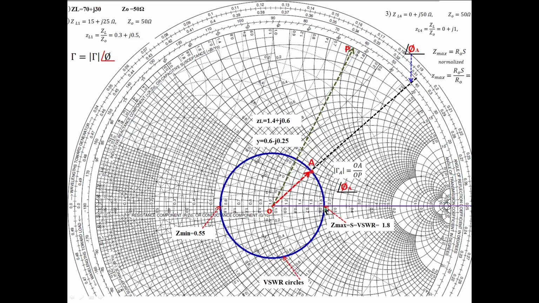But what is the reactance value here? Which reactance circle is passing through this point? Reactance circles are these. This is a reactance circle. This reactance circle is not passing. This reactance circle is also not passing. This is also not passing. This is a reactance circle and this is also a reactance circle, but that is not passing.